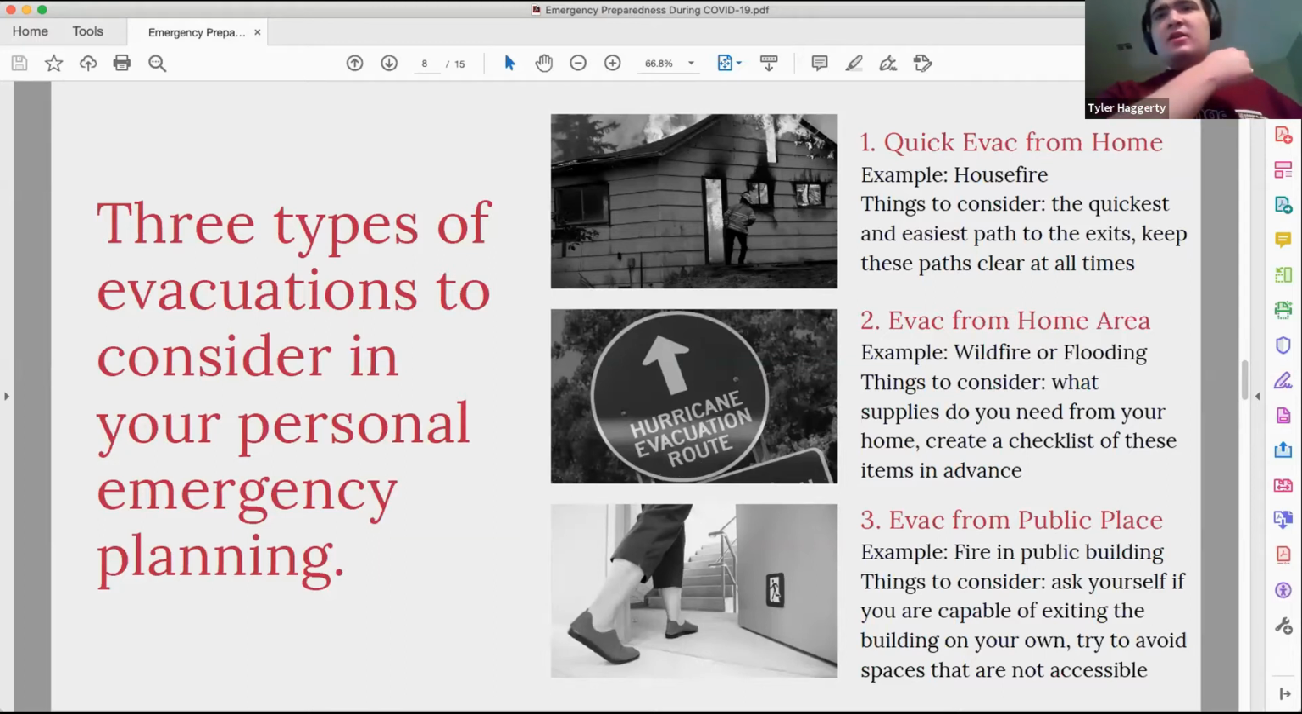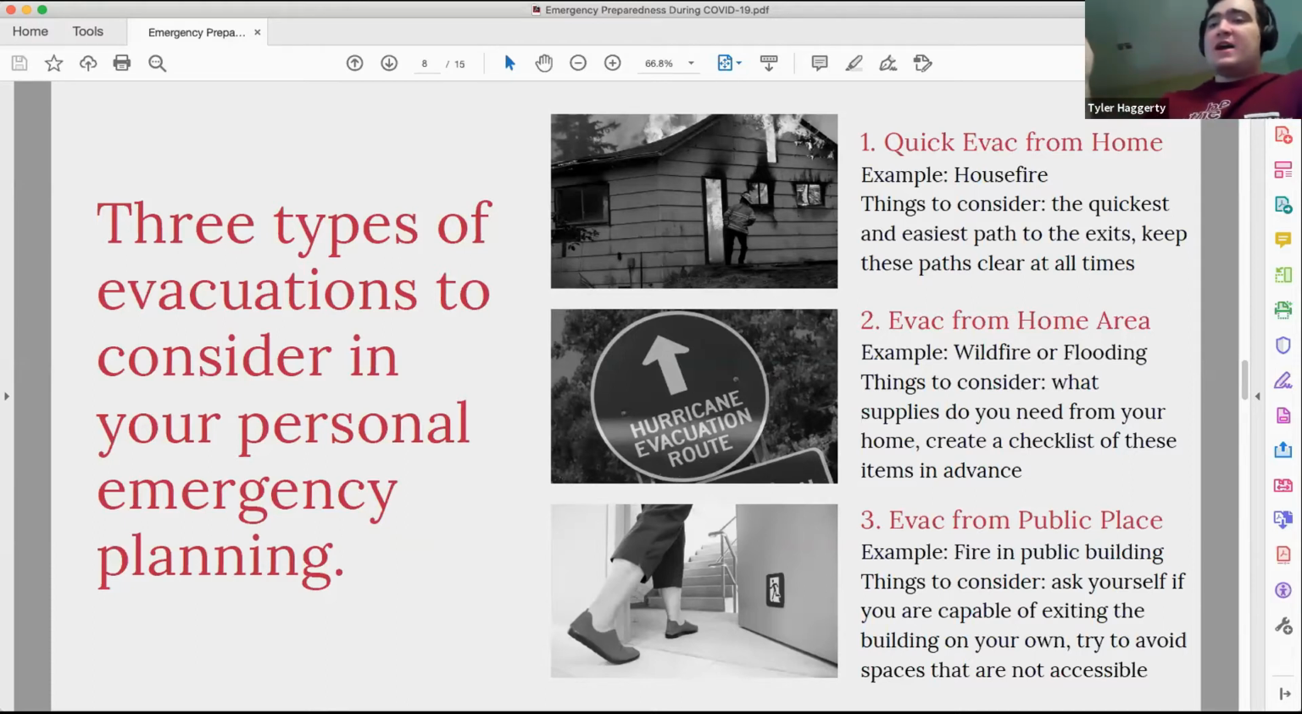The other is evacuating from a home area, such as in a wildfire, flooding, or other kind of natural disaster. You should keep in mind what supplies you need to bring with you. You should create a checklist of these in advance.